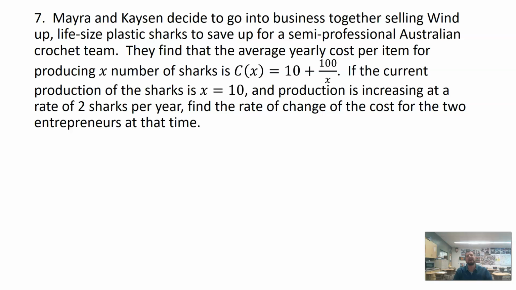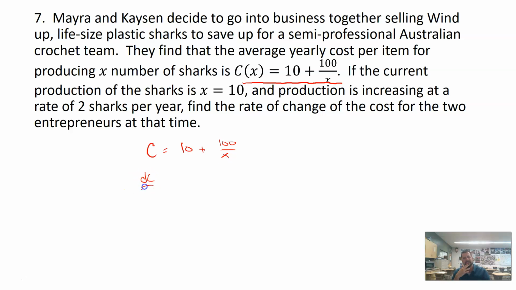Number 7, we've got Myron Kaysen deciding to go into business selling wind-up life-size plastic sharks to save up for a semi-professional Australian crochet team. They find the average yearly cost per item producing sharks is, we've got this cost analysis right here. If the current production of sharks is x equals 10 and the production is increasing at a rate of 2 sharks per year, find the rate of change. Okay, so again, not really a picture to draw in this problem, but we can say that C is equal to this. So what we're going to have to do is take the derivative of this with respect to time.